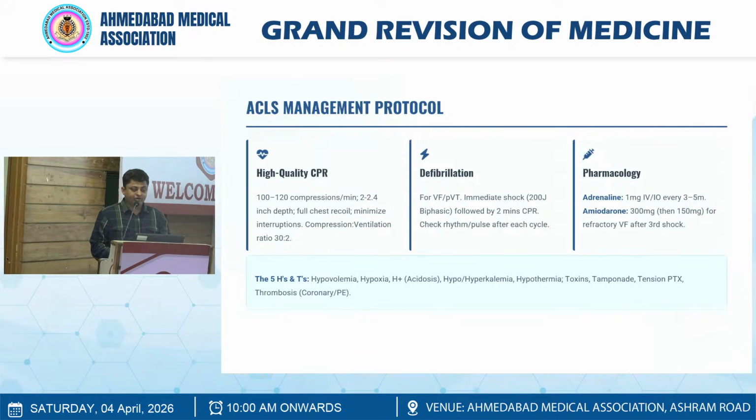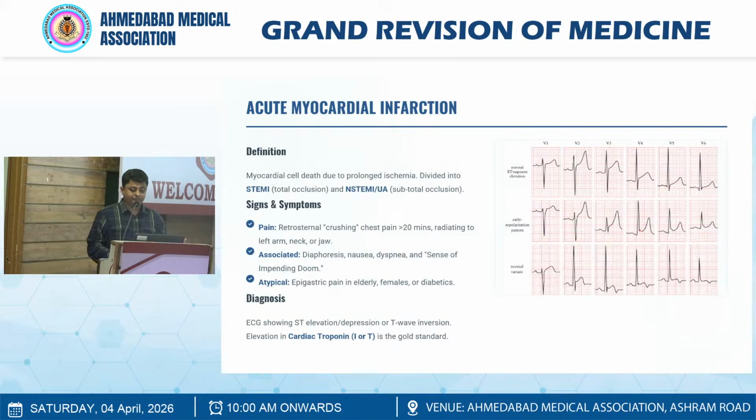ACLS management: high quality CPR, 100 to 120 compressions per minute, 2 to 2.5 inch depth, full chest recoil, minimize interruption. Compression to ventilation ratio is 30:2. Defibrillation for VF or VT: immediate shock 200 joule biphasic followed by 2 minutes of CPR. Check the rhythm or pulse after each cycle. Pharmacology: adrenaline 1 milligram IV every 3 to 5 minutes and amiodarone 300 milligram stat, then 150 milligram for refractory VF after the third shock.